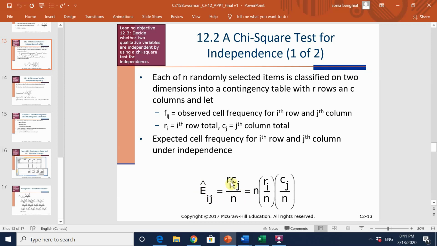Now, this formula that we have is simply coming from the format n times pi times pj, pi being the probability of the first variable and pj being the probability of the second variable, right? And so when you cross out the n's, you are left with this formula right here.